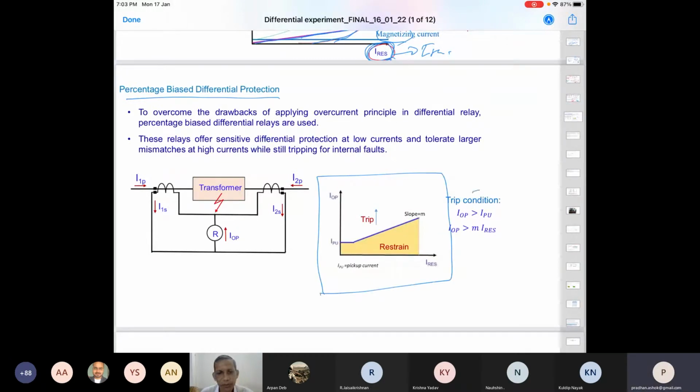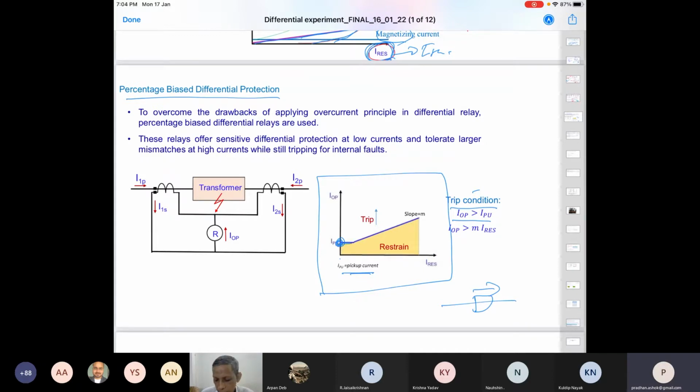So the trip condition is that I operating should be greater than I_PU. I_PU means the pickup setting, the pickup current, the minimum current. What is this point? Even though there is no through current, even though the restraining current is not there, we still have this spill current. Why this spill current? CT ratio mismatch, magnetizing current, and all these things. Even though through current is zero, no current is flowing through the transformer winding, no load condition, still we have to keep something. That's why the starting point of the characteristic is this.